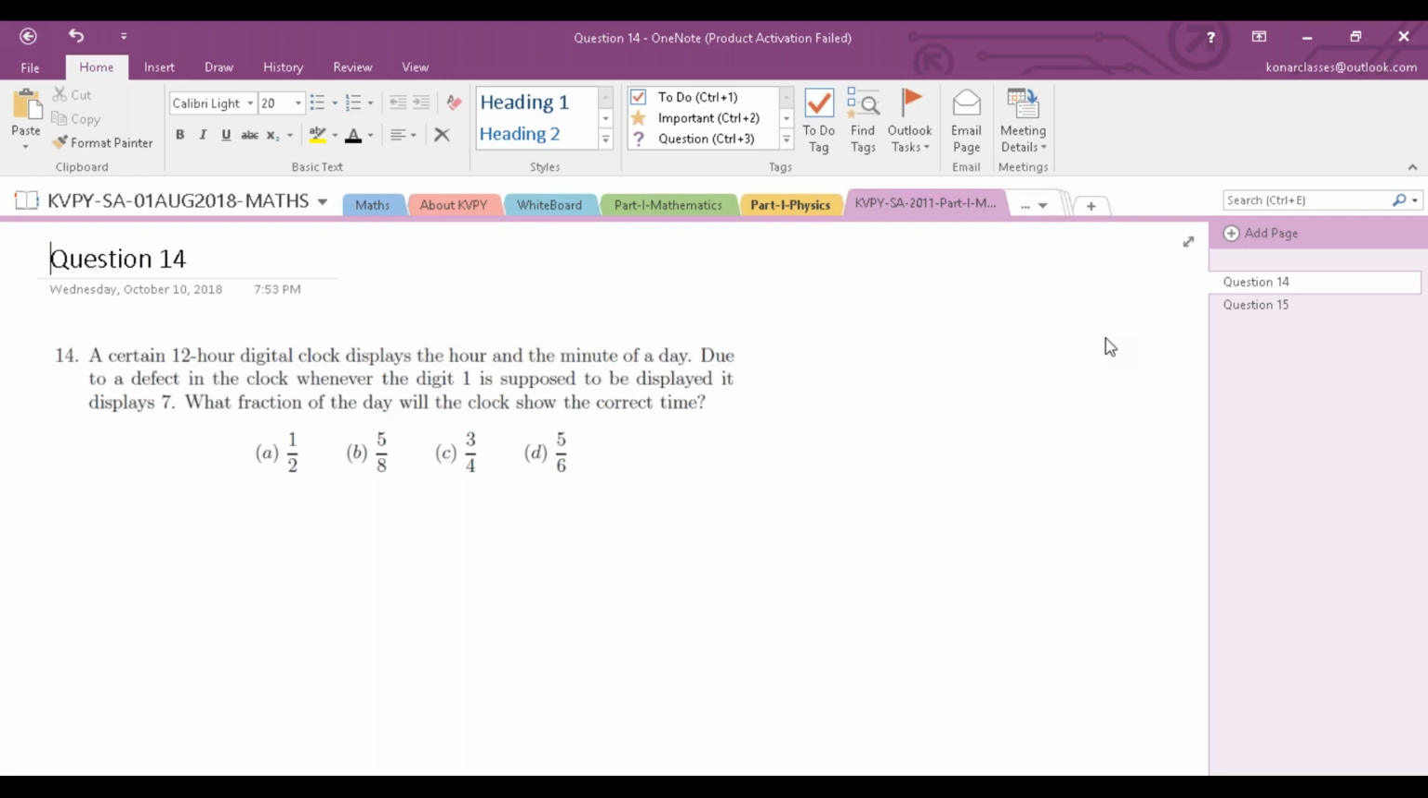You can think of this question as a question of probability as well. So the question could be reframed as: what is the probability that it is showing the correct time in the entire day? To proceed with this question, I can give you multiple solutions. So let us discuss one by one.